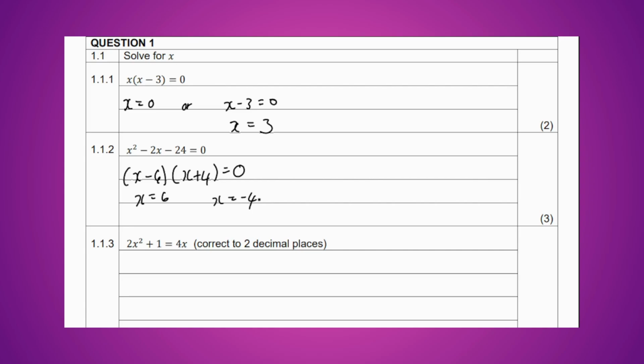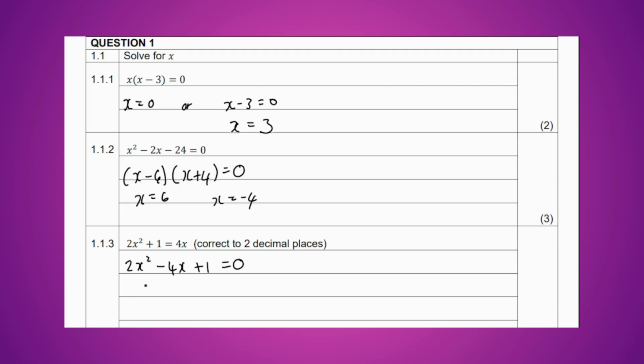Question 1.1.3, this is the one where you obviously have to use the quadratic formula, but just first make sure you have everything in standard form. So 2x squared, that plus 4x will become a negative 4x if you take it to the other side. Plus 1 equal to 0 is important.